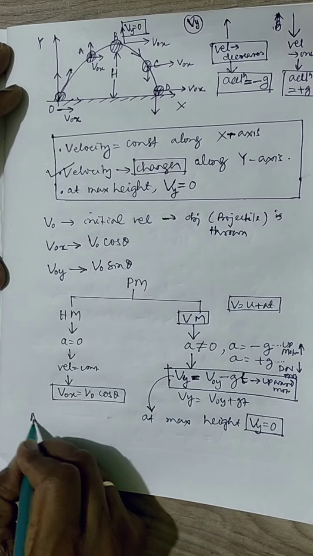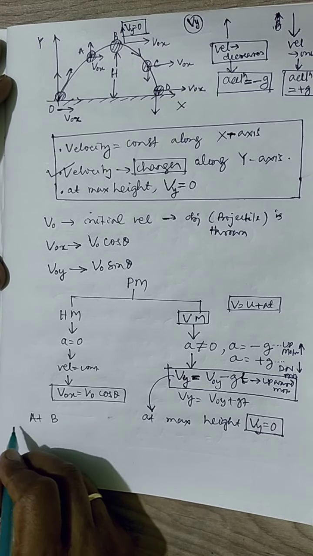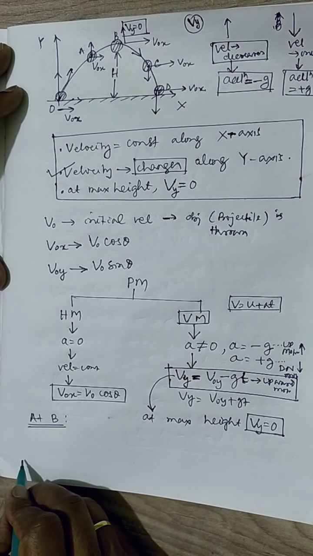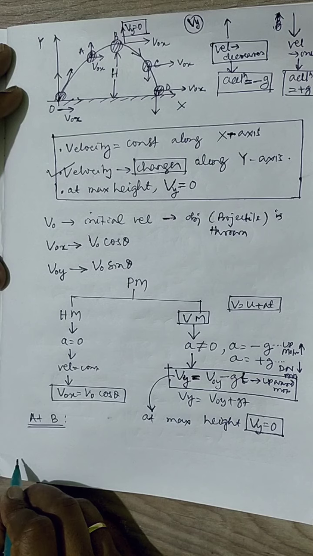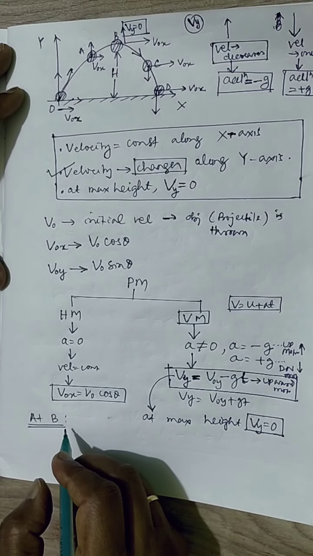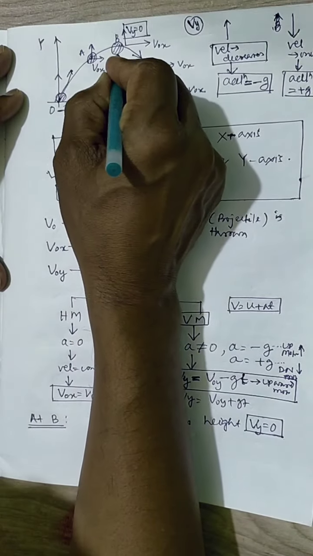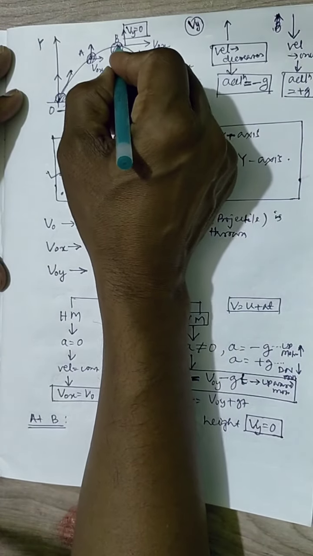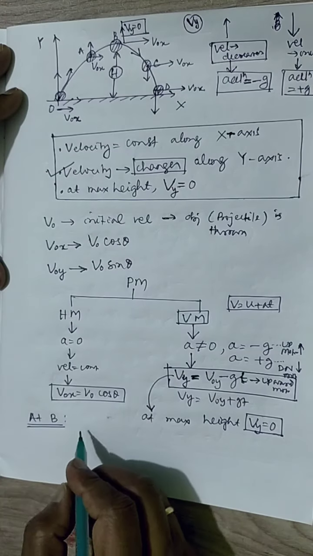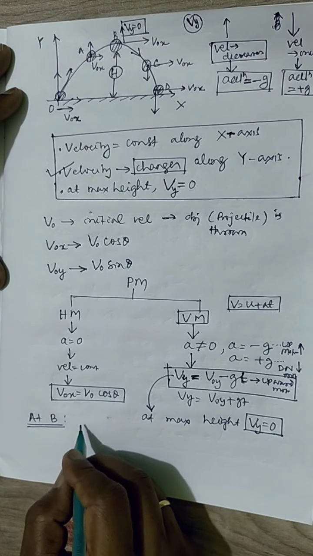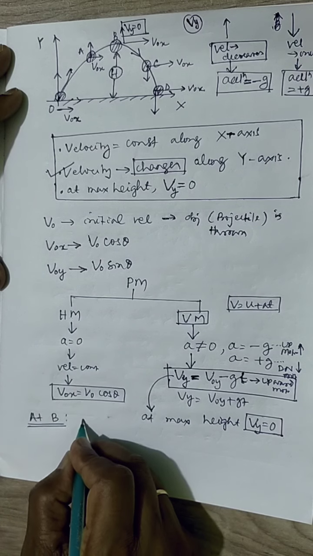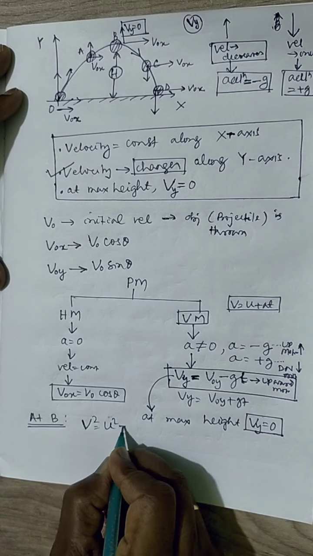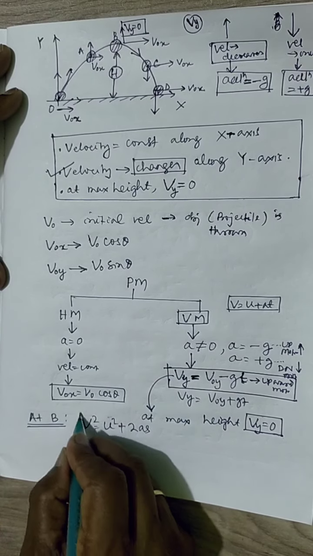That means at B, where it has attained its maximum height, it has covered a vertical distance h, and attained velocity, that is Vy is equal to 0. Using the formula v square is equal to u square plus 2as.